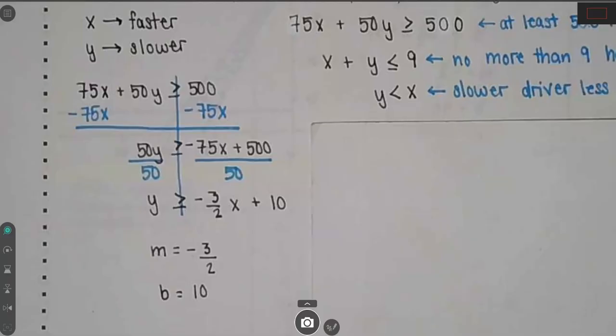All right, ladies, please graph the last inequality. Please graph the last inequality. Notice the last inequality has a dotted line.